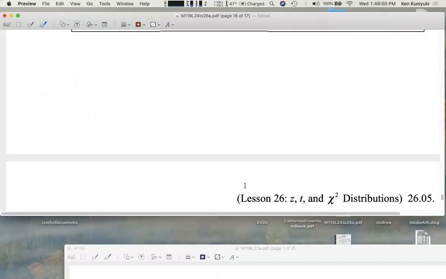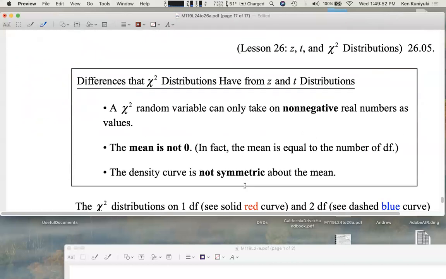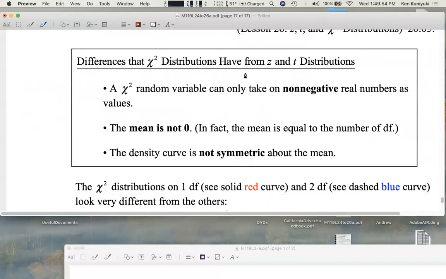Okay, let's discuss some differences now between the chi-square distributions and the z and the t's. The brick wall I was talking about. When you look at a chi-square distribution and you draw a density curve, there is a brick wall at 0. A chi-square random variable can only take on non-negative real numbers as values. The value of a chi-square random variable cannot be negative. Of course, that was not true for z or t.